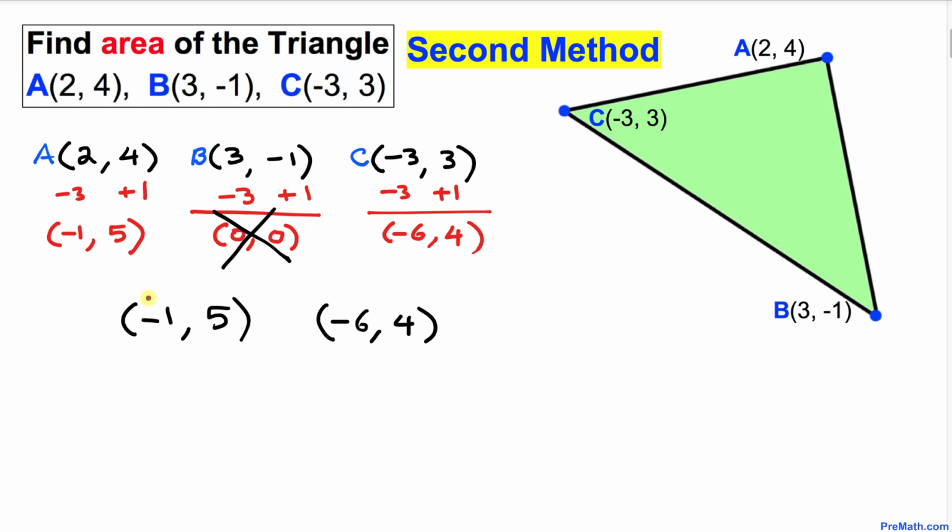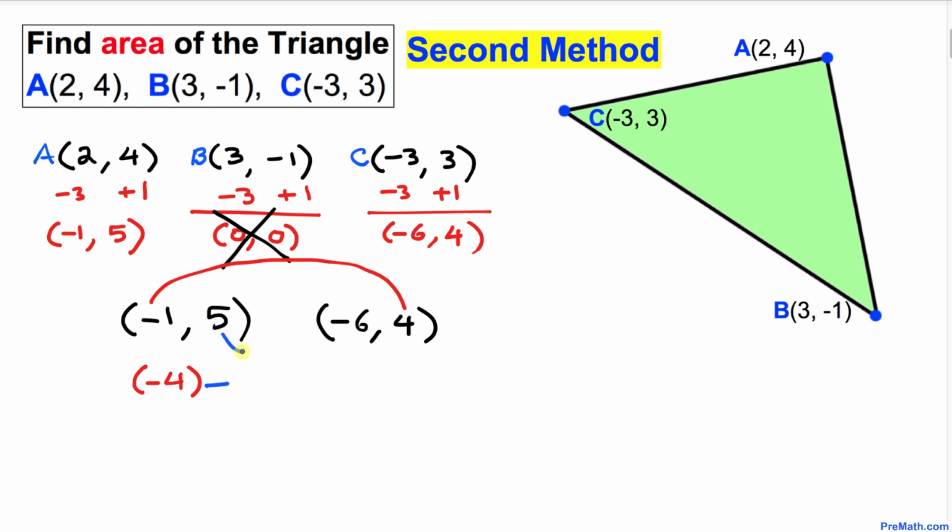All right. Now we are going to multiply these outside. We are going to create a rainbow. So -1 times 4 is going to give us -4. And then we are going to put a minus sign.